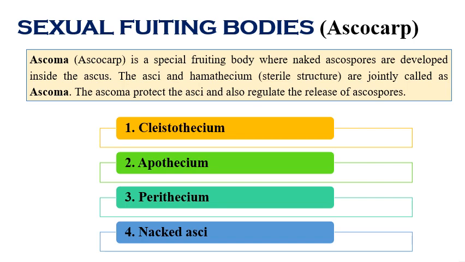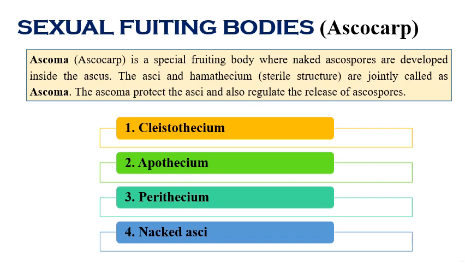Fruiting body is nothing but a sac-like or a kind of structure that is also a part of the life cycle and can produce spores. If it is an asexual fruiting body, asexual spores are produced. If it is a sexual fruiting body, sexual spores are produced. Now starts with Ascomata or Ascoma or Ascocarp. This definition is very, very important. Why Ascocarp? It is also a fruiting body where ascospores are produced inside the ascus.